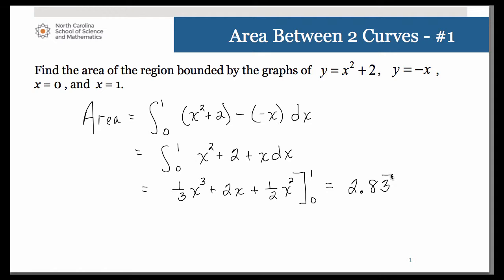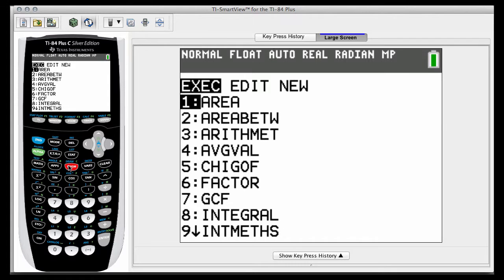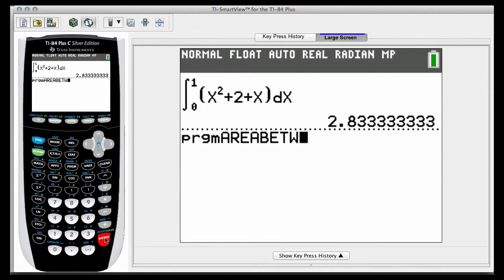So let me show you how to work that area between program that you have on your graphing calculator. So let's go back from your quit screen. If you bring up your program listing, now you probably don't have all the programs I do. That's okay, but yours should be alphabetized as mine are. So go down to area between. That's the one you want, area between.